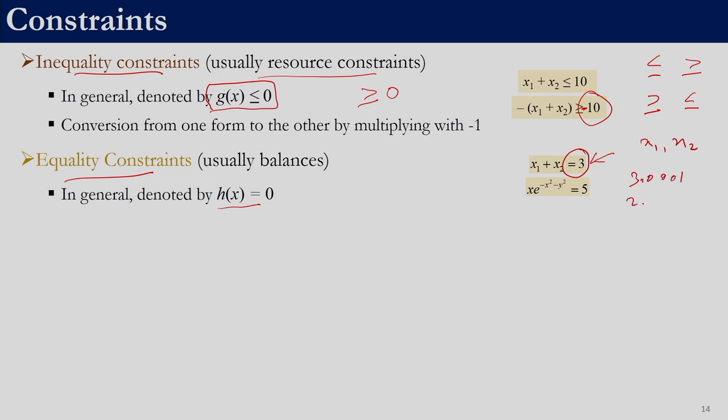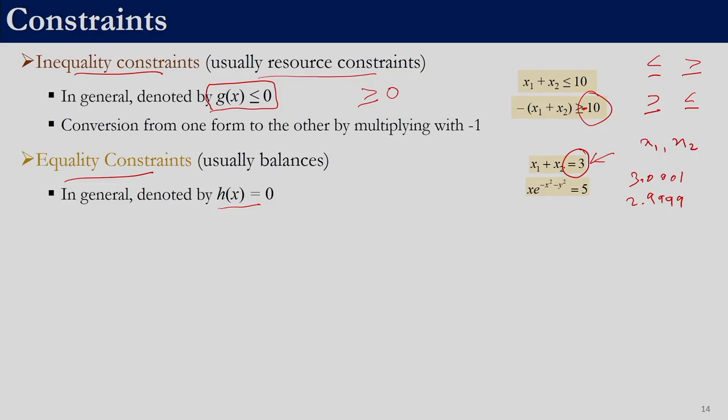3.000001 is not allowed and 2.99999 is also not allowed, right? So that's why these constraints are very difficult to satisfy. So usually some tolerance is given, right? So for this equality constraint, usually tolerance is given. When we actually start solving a problem, we'll look into that.